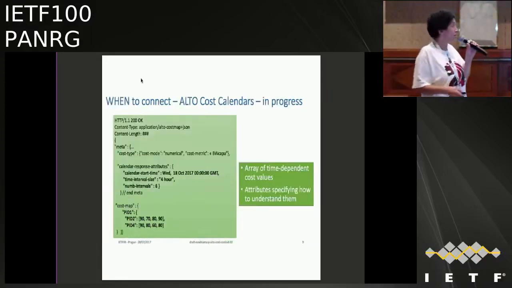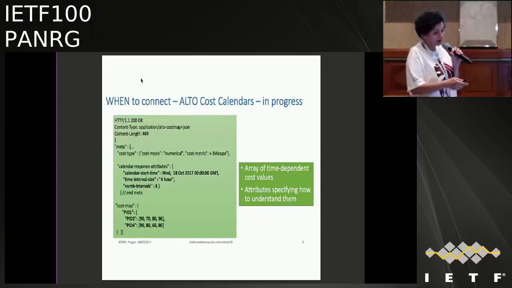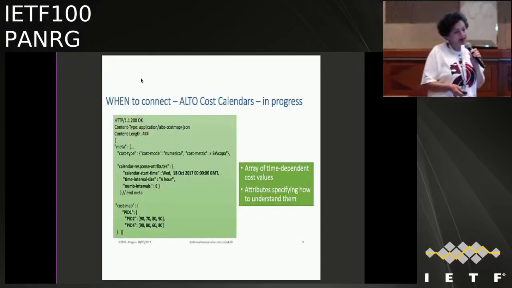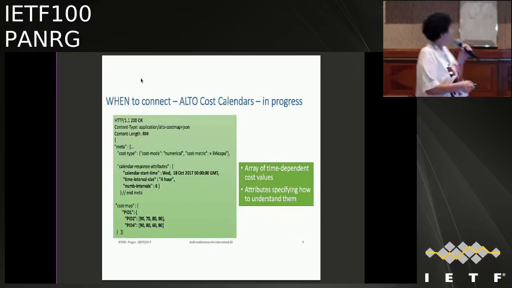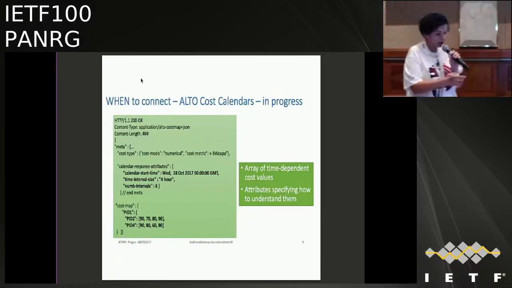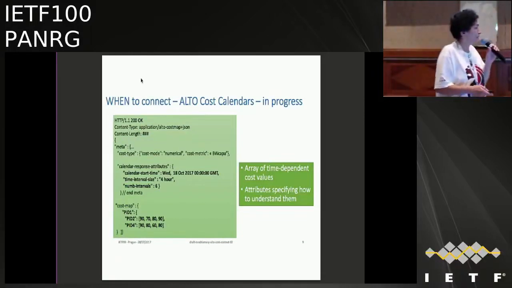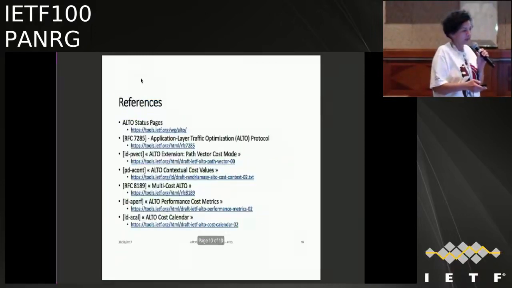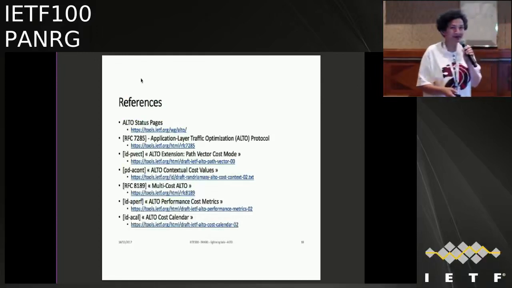So besides the how to connect, it may be of interest to the PANRG group to have an information service that helps applications to decide when to connect. And this is done with ALTO cost calendars. Here you have an array of time-dependent cost values, and here you have attributes that help you to interpret those values in the array. And here are the references, and thank you for your attention.